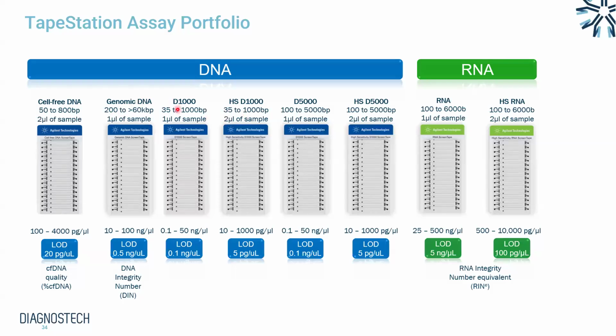You'll also see that we have D1000 assay and then a high sensitivity D1000, same for D5000 and RNA. The sizing ranges of these assays are exactly the same, but the quantitative ranges differ quite significantly. So when deciding on an assay, that is what you need to know. You need to know what size you are looking at, what size is your fragment or what size is your library, and at what concentration.